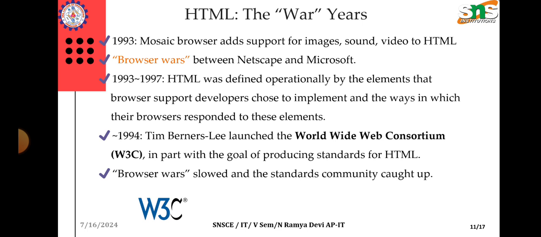In 1993, the Mosaic browser added support for images, sound and video to HTML. The browser war between Netscape and Microsoft evolved. HTML was defined operationally by the elements that browser developers chose to implement and the ways in which their browsers responded to these elements. In 1994, Tim Berners-Lee launched the World Wide Web Consortium, in part with the goal of producing standards for HTML. Browsers slowed and the standards community, that is W3C, caught up.